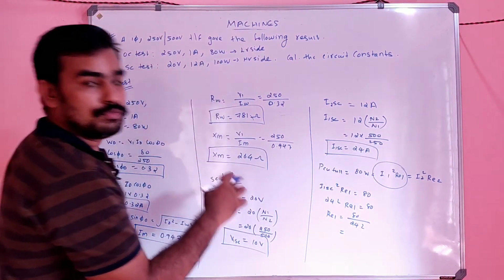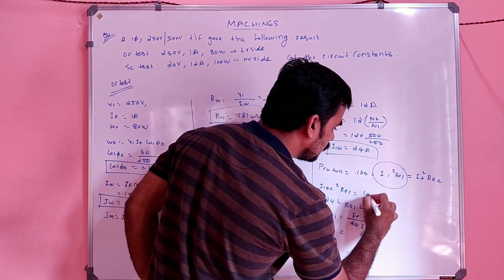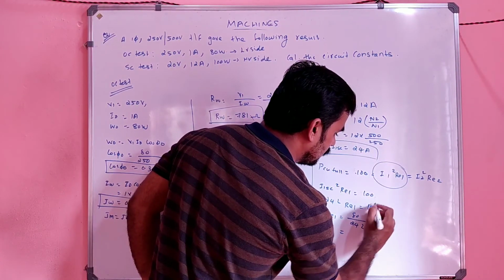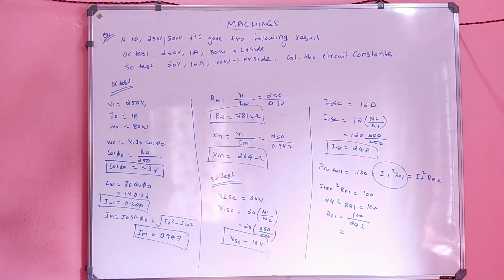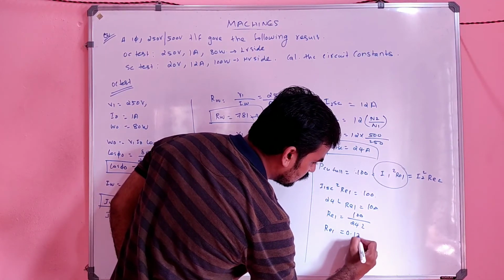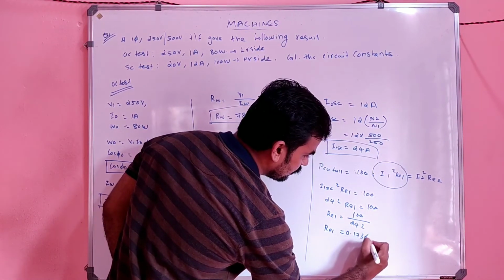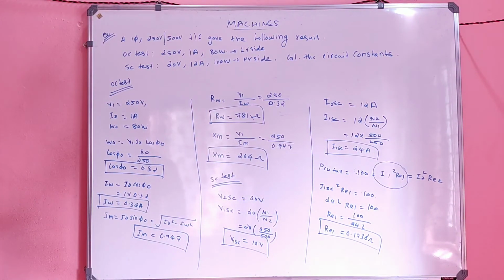The SC test full load copper loss is nothing but 100. It is 100, my dear. Sorry. So 100 divided by 24 square. You will get an answer like 0.1736. So you got this RE1.